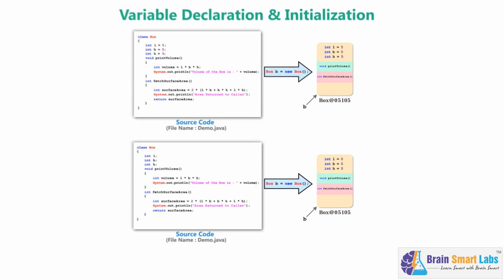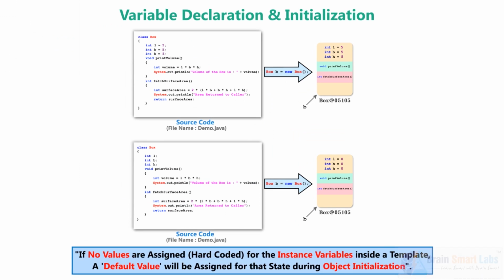With this we can understand that if no values are assigned or hard-coded inside our class template to any instance variables present, a default value for the same will be assigned by our JVM during the object initialization. We had declared an integer variable, so the default value 0 got initialized. What if we declare a variable of any other data type? What will be the default value stored for other data types?